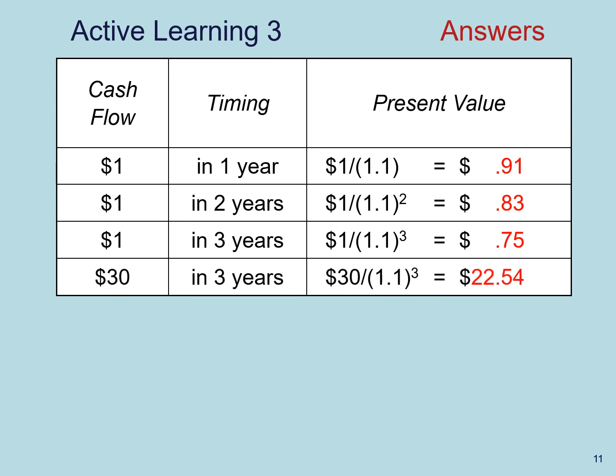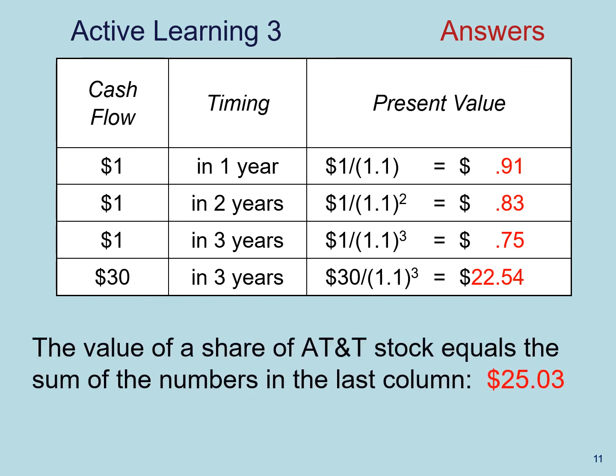And lastly, $30 in 3 years from today. That in present value is $22.56. So adding up all of these cash flows in present value, the amount of money that you would have to put in a bank account today in order to replicate that cash flow is $25.03. So if it was me and the stock is cheaper than $25.03, I would buy it.